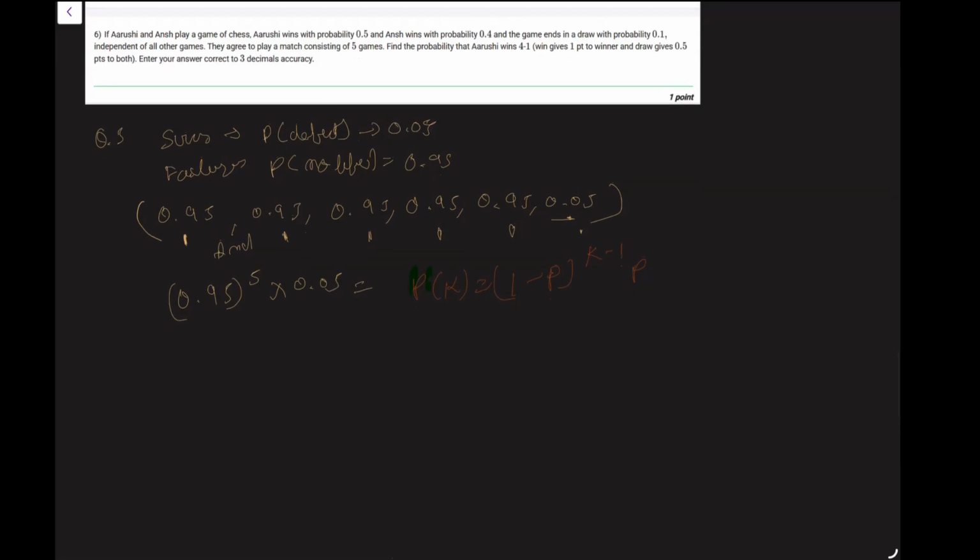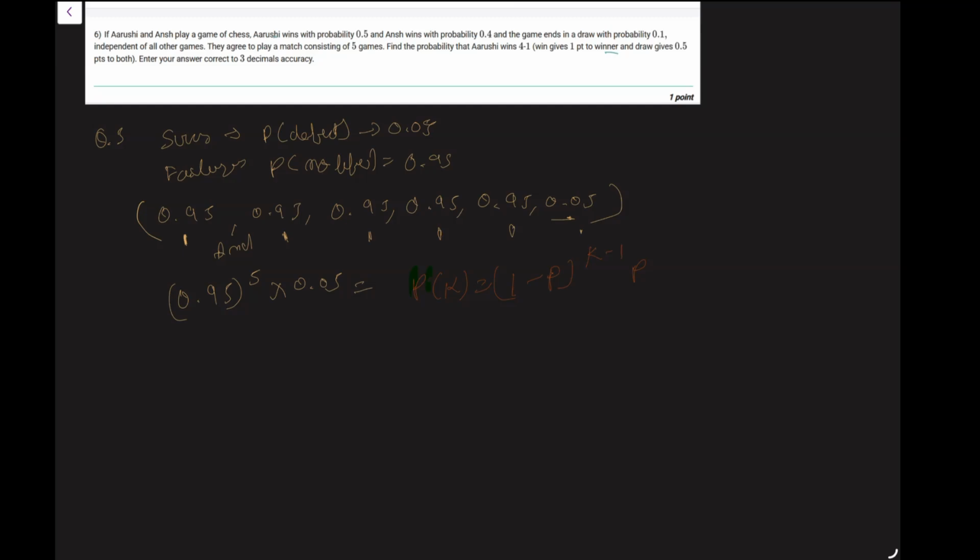If Arushi and Ansh play a game of chess, Arushi wins with probability 0.5 and Ansh wins with probability 0.4. And the game ends in a draw with probability 0.1, independent of all other games. They agreed to play a match consisting of 5 games. Find the probability that Arushi wins 4-1. Win gives 1 point to winner, and draw gives 0.5 points for both. So it's a chess problem.